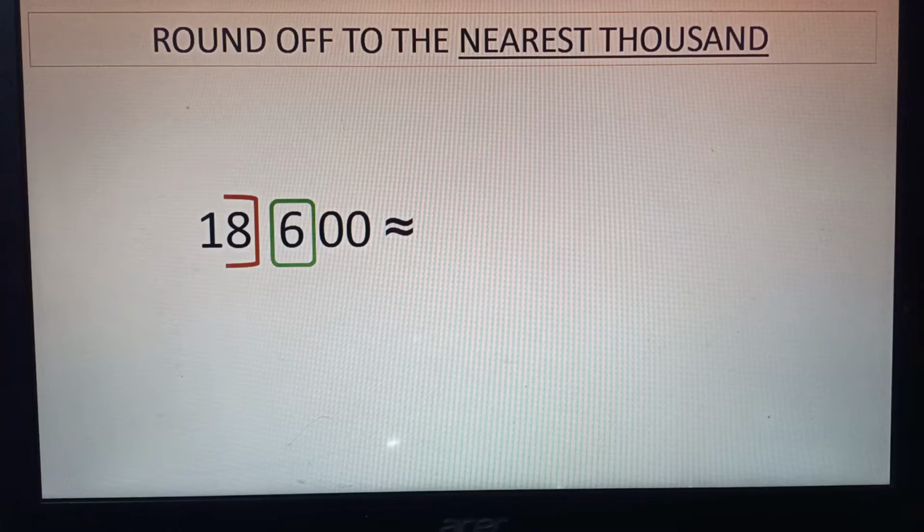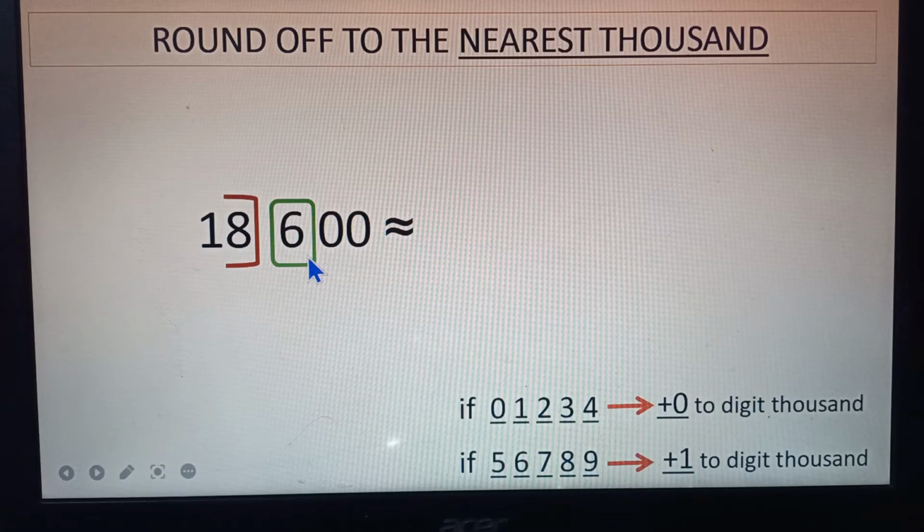Third step, we check the neighbor. Is it more than 5 or less than 5? So 6 more than 5 or less than 5? Yes, 6 adalah kedudukan more than 5. Jadinya what should we do arah stapler? We plus 1 di atasnya.